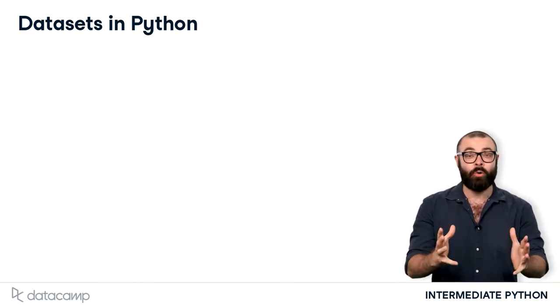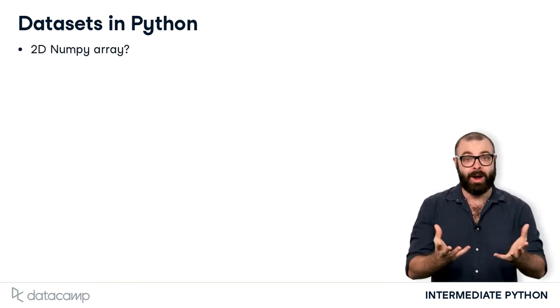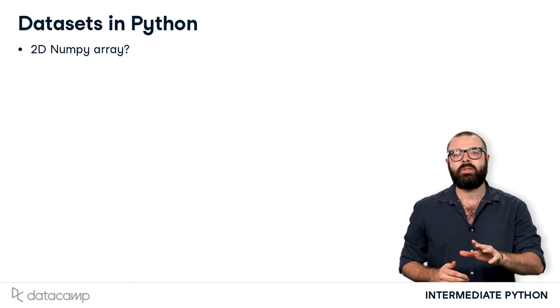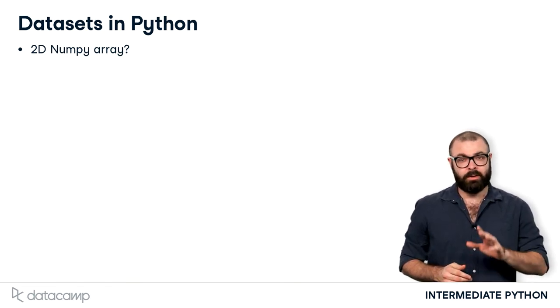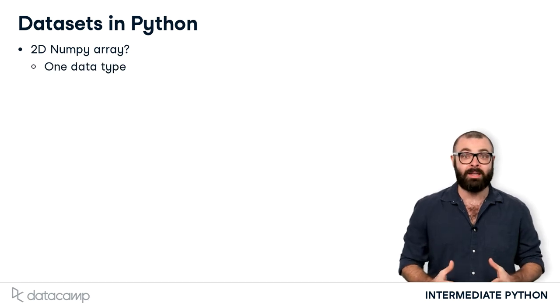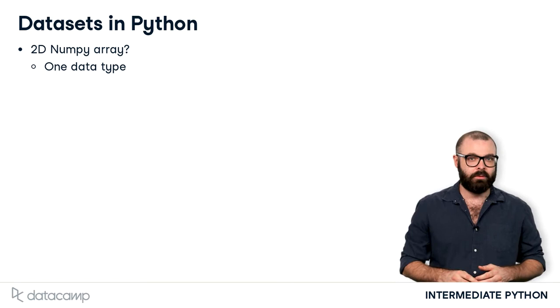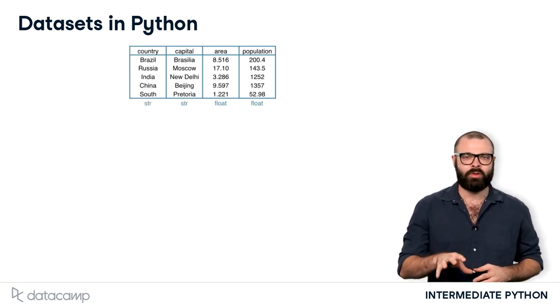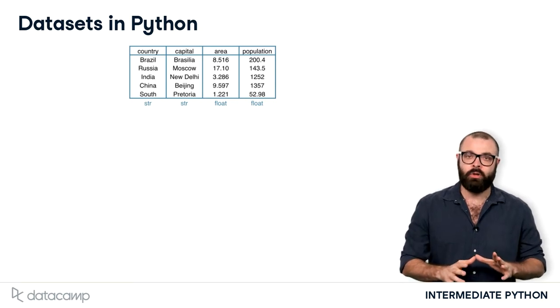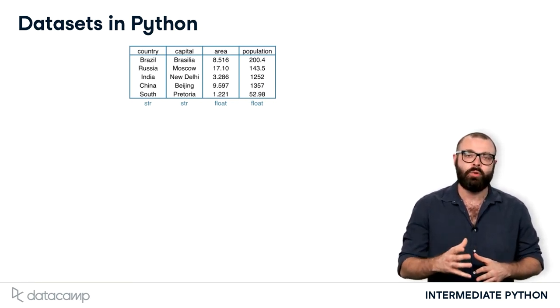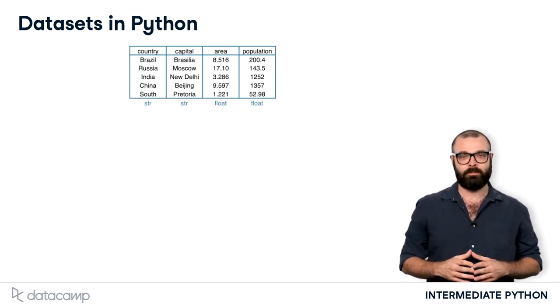That's easy. We already know one, the 2D NumPy array, right? Well, it's an option, but not necessarily the best one. In the two examples we covered, there are different data types, and NumPy arrays are not great at handling these. In the BRICS example, the area and population are floats, while the country and capital are strings, for example. Your datasets will typically comprise different data types, so we need a tool that's better suited for the job.